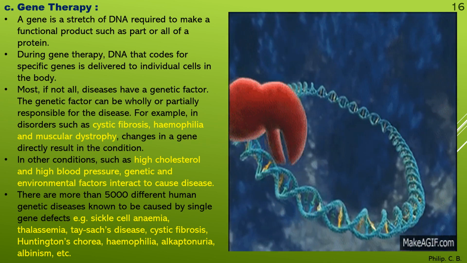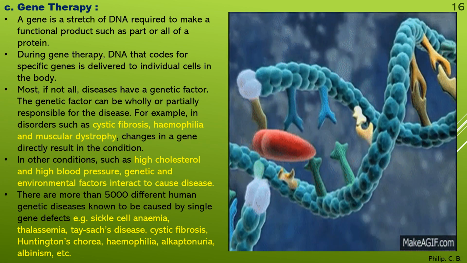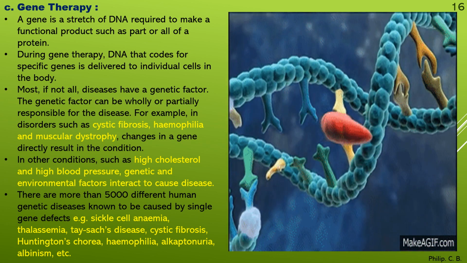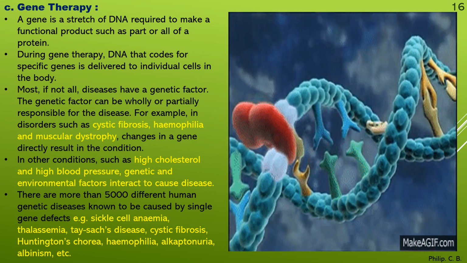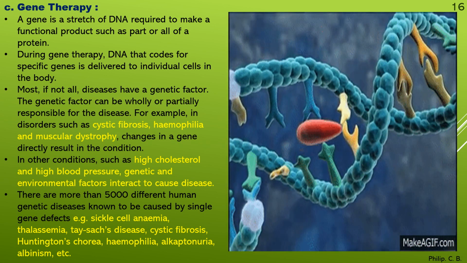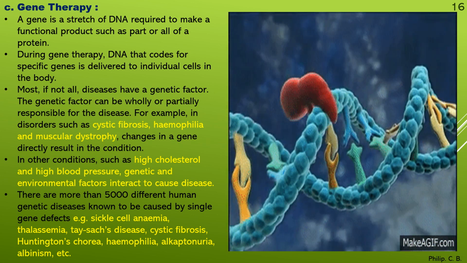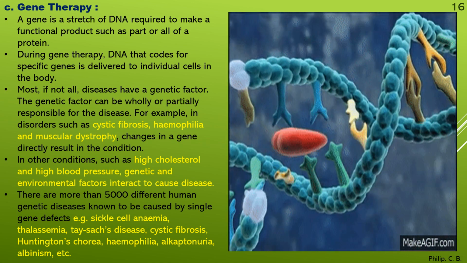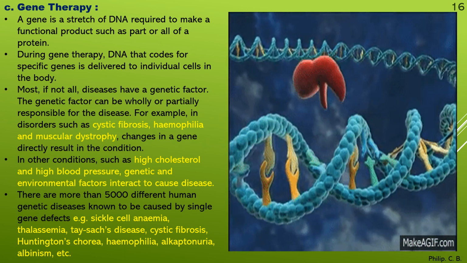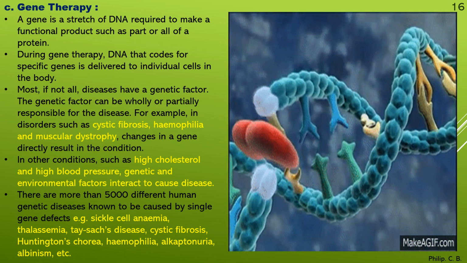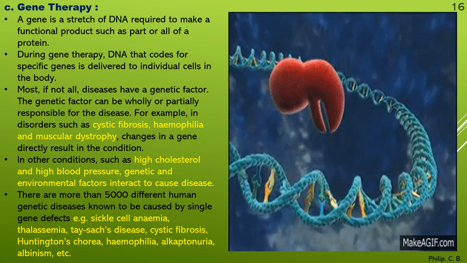Further, in other conditions such as high cholesterol and high blood pressure, genetic and environmental factors interact to cause disease. There are more than 5,000 different human genetic diseases known to be caused by a single gene defect. So one single gene defect can cause almost 5,000 different genetic diseases. Now here you can see the examples: sickle cell anemia, thalassemia, Tay-Sachs disease, cystic fibrosis, Huntington's chorea, hemophilia, alkaptonuria, and albinism, which are some of the diseases caused by a single gene defect.